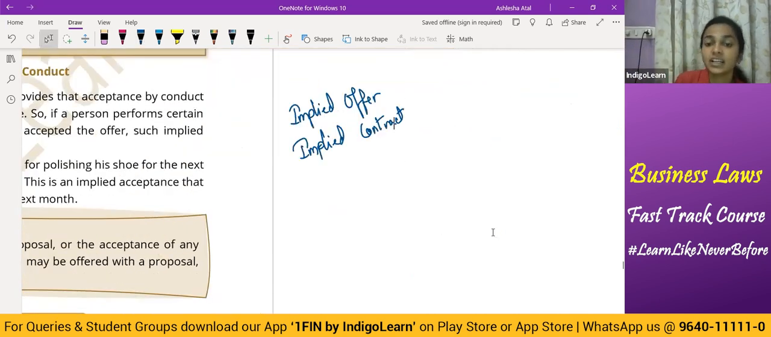Say, for example, you place an order with Zomato or Swiggy. So there is an offer. When your order is accepted, you get a message that yes, your order has been accepted. Or when you place an order with Flipkart, they deliver the products at your place, which implies that they have accepted your offer. Or say you've placed an order with a nearby grocery store for some groceries. When they deliver the groceries at your place, by their conduct it is implied that they have accepted the offer which you have made to purchase groceries from them. So acceptance can also be implied by the conduct of the parties.